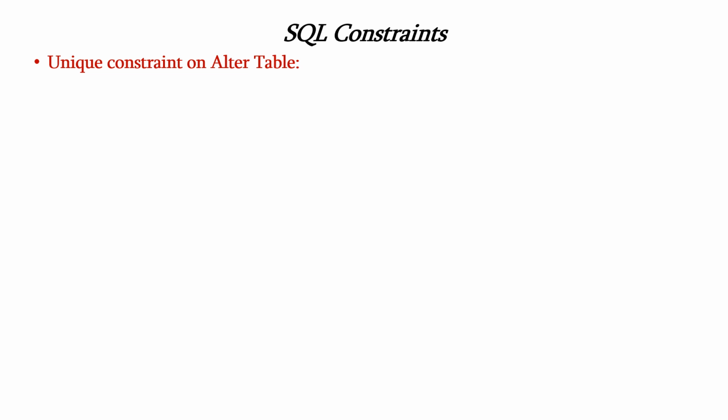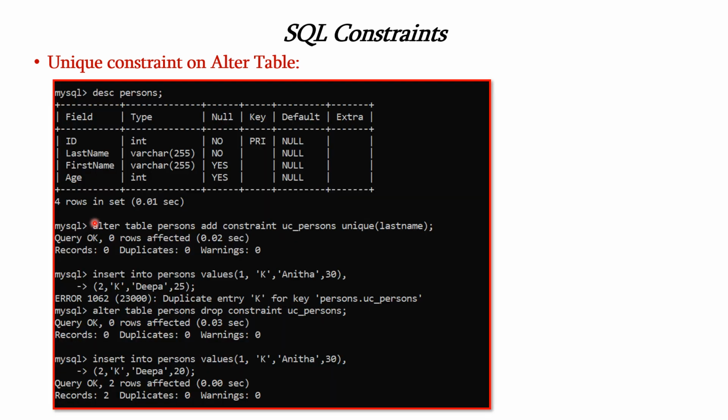Let us see the unique constraint on alter table. Now suppose we want to enforce the unique constraint for last name. We can use this command. So alter table persons, instead of modify we can use another type of syntax, that is add constraint. So alter table persons add constraint, and whenever you use add constraint we can give the constraint name.